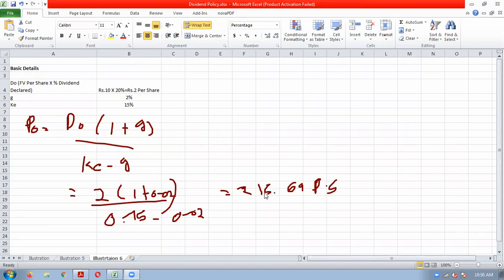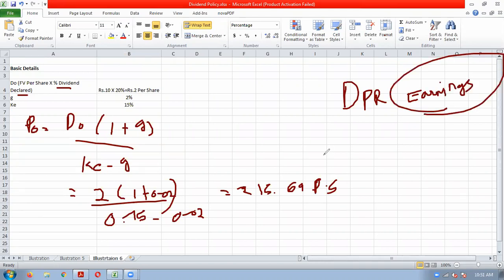15.69 per share. Clear, everybody? Just don't get confused between percentage dividend and dividend payout ratio that we have declared. Dividend payout ratio will tell you how much percentage of earnings is given to the shareholder. So dividend payout ratio will be applied on earnings, and percentage dividend will be applied on the face value.